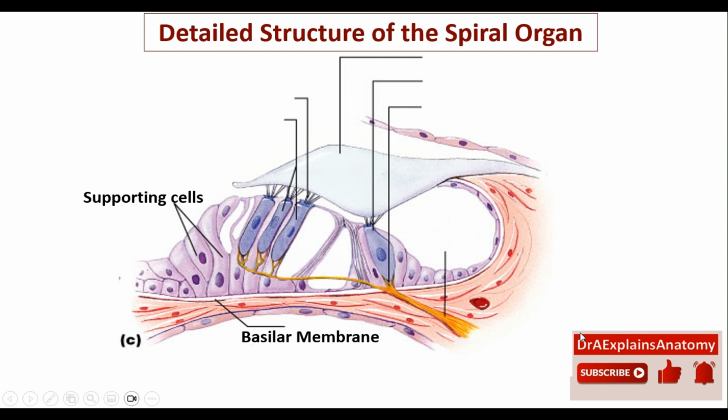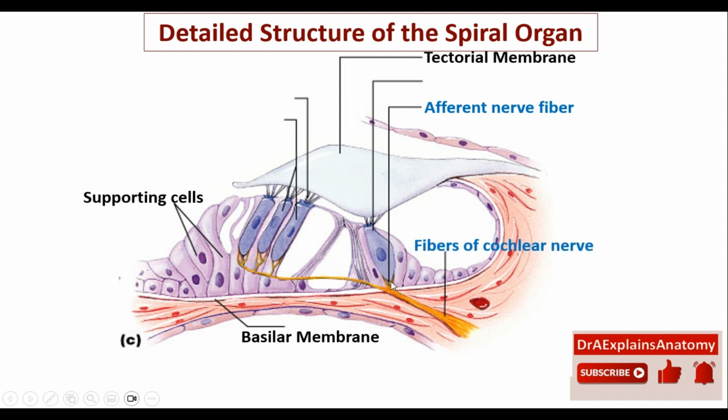First, we can see the basilar membrane. Right here, you can see the tectorial membrane. These are the afferent nerve fibers. These are the fibers of the cochlear nerve. These are the outer hair cells. And these are the inner hair cells. These are the hairs.